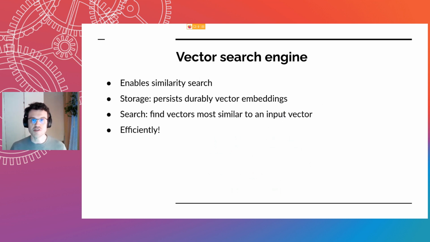Here is the first checkpoint, a little executive summary about vector search engines. Now we know that vector search engines enable similarity search use cases, like semantic search for text, similar images, and recommendation systems. They mostly have two roles. They perform storage, that is, they durably persist vector embeddings, and they enable a search use case, that is, finding vectors that are the most similar to an input vector. And obviously, the whole game here is to do those things very efficiently.